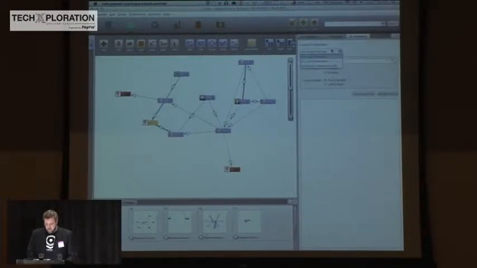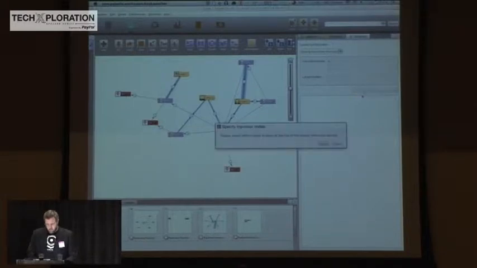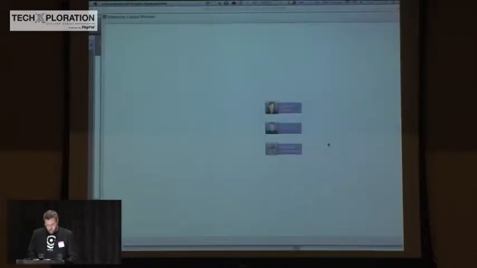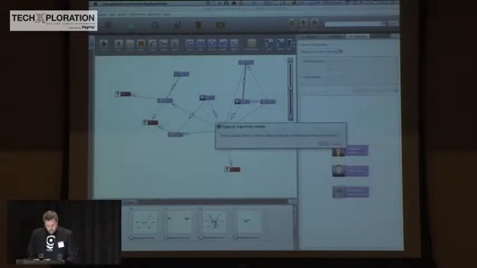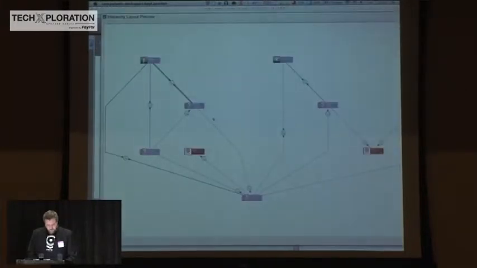So let's specify the top nodes. Start with the people. This is what happens when you let front-end or back-end engineers use the product, right? There we go.